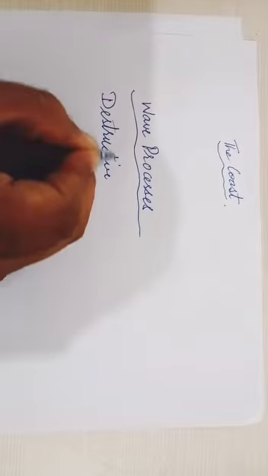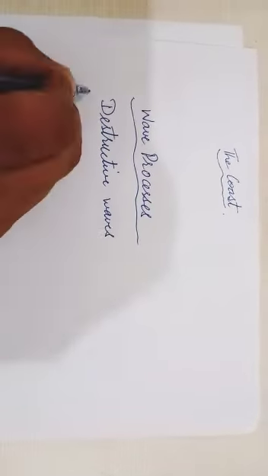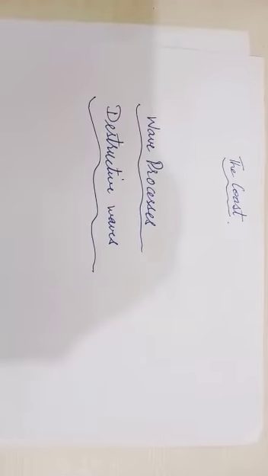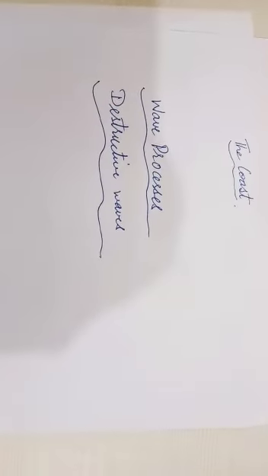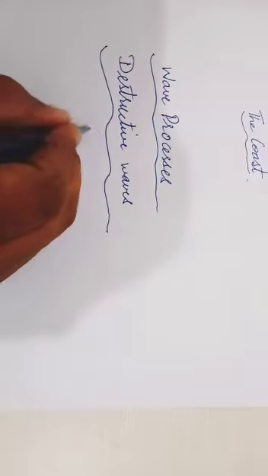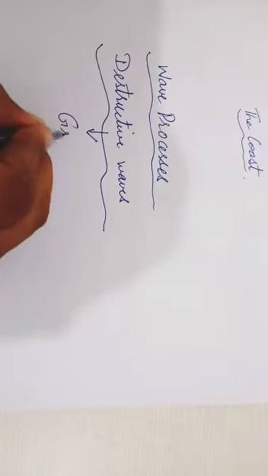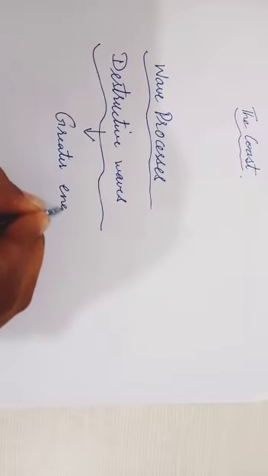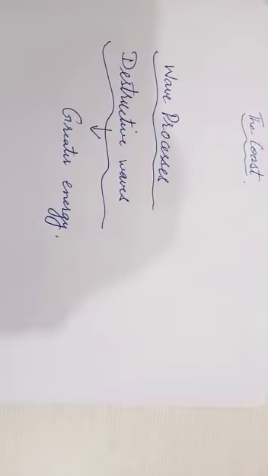Okay, now we are going towards the wave processes. So students, there are two types of wave processes. The one is destructive waves. Destructive waves are strong waves generated by winds, and they have great energy. So these waves have greater energy.